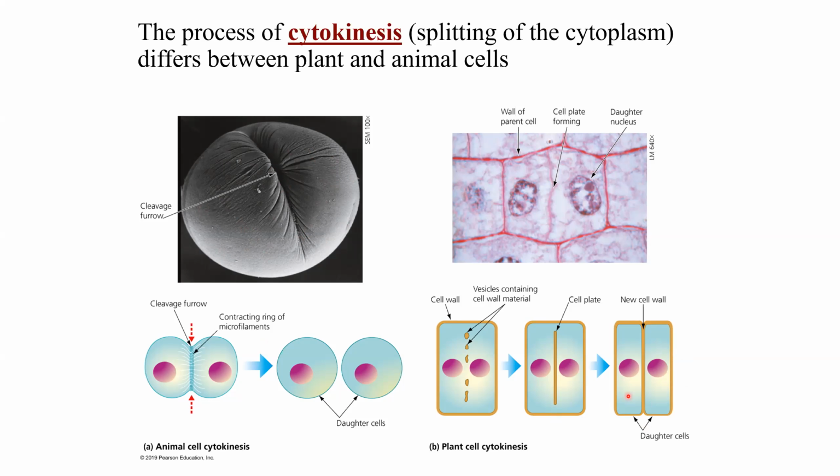And because of that cell wall, instead what happens is a cell plate will appear in the center, which is shown here. A cell plate will appear in the center of the spindle fibers that is formed from vesicles produced by the Golgi body. These vesicles release cell wall material that will be linked together to make a new cell wall.